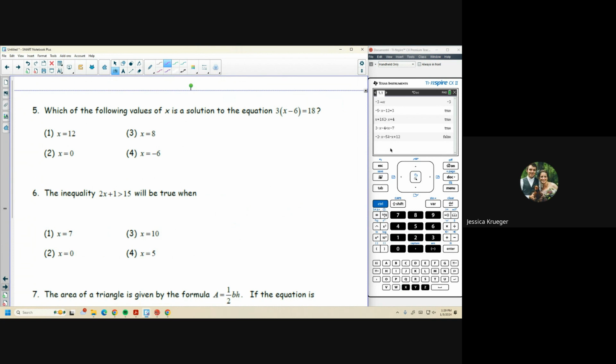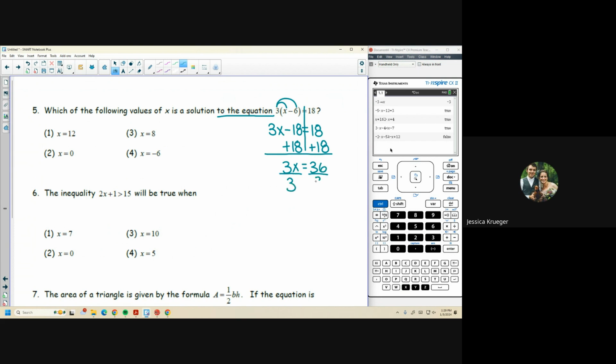Okay, here's number 5. Which of the following values is a solution to this equation? Okay, so I can go ahead and solve this. First thing I'm going to do is distribute the 3 through. So 3x minus 18 equals 18. I'm going to use my addition property of equality to get the 3x alone. And then I'm going to divide both sides by 3. And I get x equals 12.